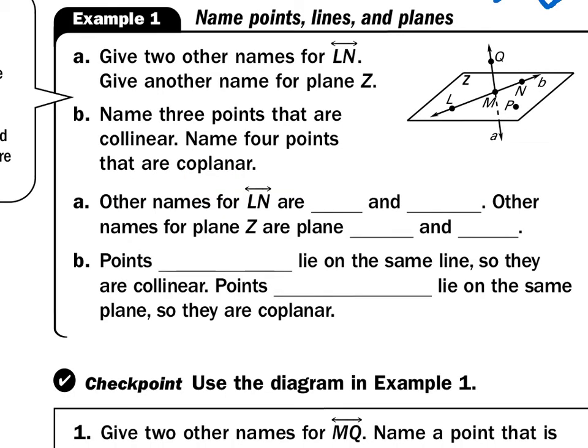Okay, let's go down to example 1 and talk about it. Naming points, lines, and planes. Give two other names for LN. So LN is here. Two other names would be NL and line b. Lowercase cursive if you can.